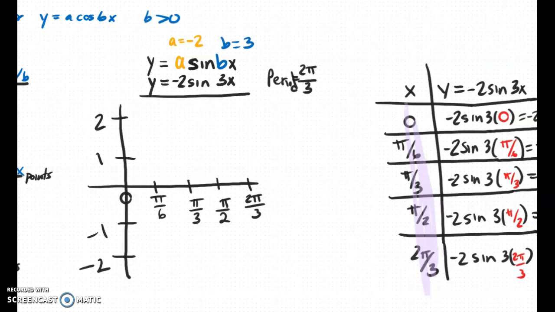So I've got 0, 0, pi over 6, negative 2, pi over 3, 0, pi over 2, positive 2, and 2 pi over 3, 0. So I've got the maximum point here, I've got the x-intercept, and I've got the minimum point here. So this is one period. So I could copy and paste this in either direction if I wanted to extend it to the right or if I wanted to extend it to the left.